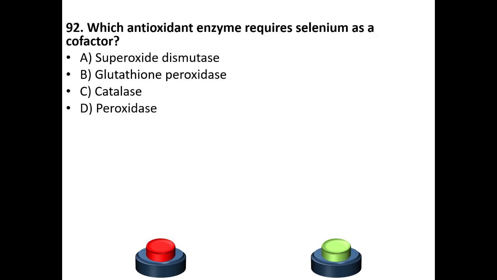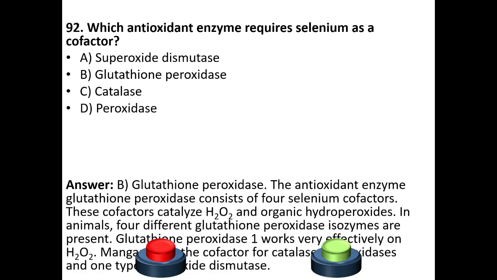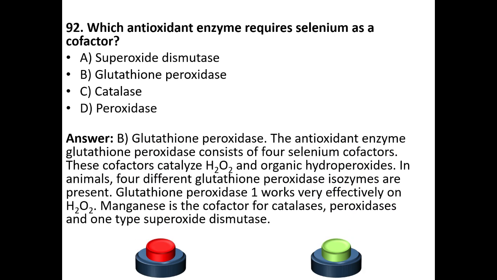92. Which antioxidant enzyme requires selenium as a cofactor? SOD, glutathione peroxidase, catalase, peroxidases. This is the answer. Your answer is B. Glutathione peroxidase. The antioxidant enzyme glutathione peroxidase consists of 4 selenium cofactors. These cofactors catalyze H2O2 and organic hydroperoxides.